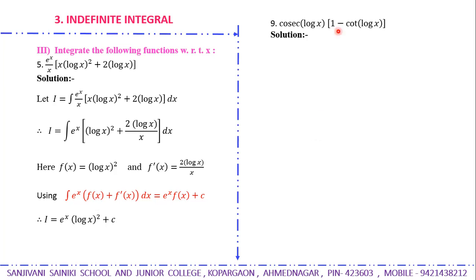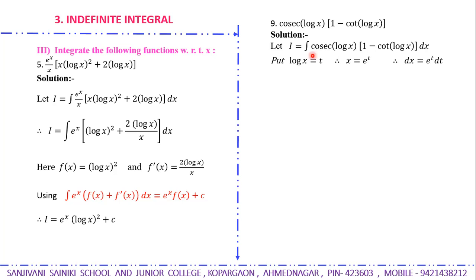Now cosec(log x) into [1 − cot(log x)]. Here it is a composite function, so we cannot directly use the corollary. So use the substitution log x is equal to t. So (1/x) dx is dt, since log x is equal to t is the logarithmic equation.